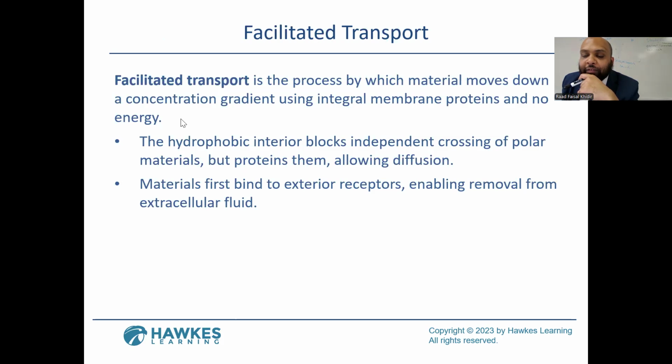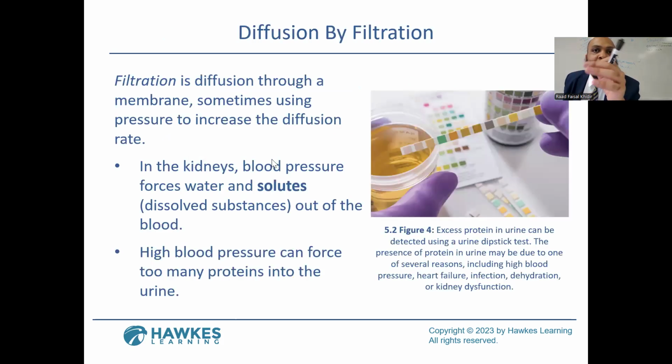So we diffuse by filtration. Filtration is when hydrostatic pressure is powering the movement of solutes across the bilayer leaflet. So filtration is a diffusion through a membrane, sometimes using pressure to increase the diffusion rate. In the kidneys, the blood pressure forces water and solutes, dissolved substances, out of the blood. The high blood pressure can force too many proteins into the urine.